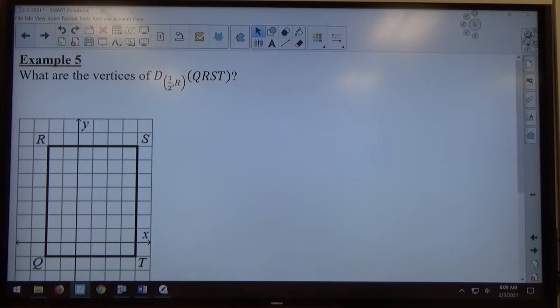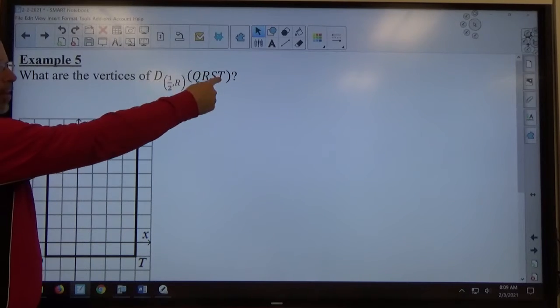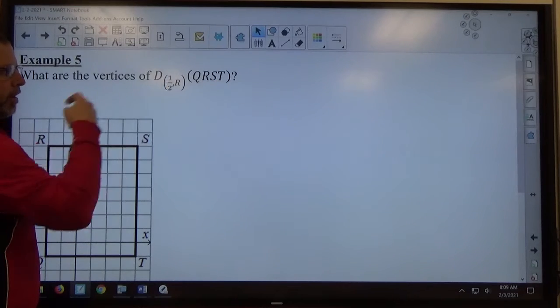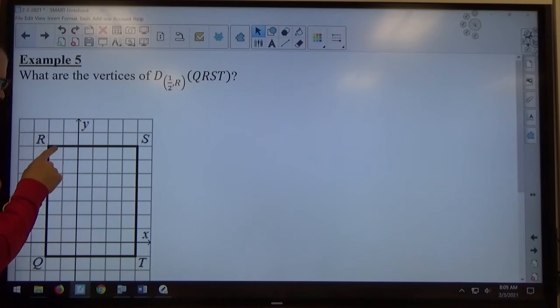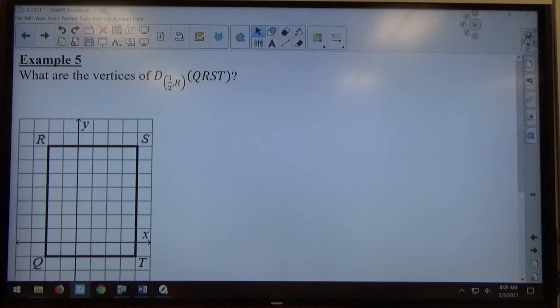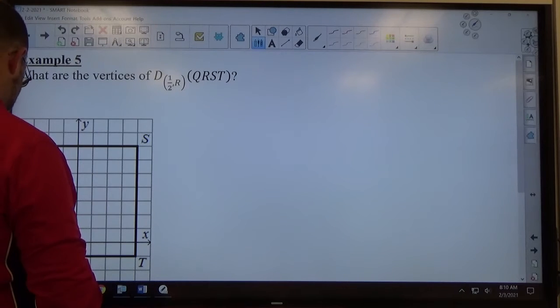All right, for example 5, this is one of the vertices of the dilation of QRST, scale factor of 1/2, center dilation R. So we're dilating this figure, that's our scale factor, that's our center. The center happens to be a point R, and sometimes there won't be a point, so they might even say, let's see, 1, 2, 1, 2, 3, 4, 5, 6, 7.